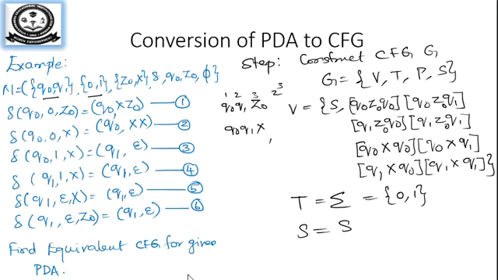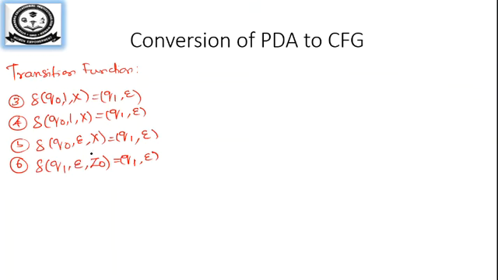Let us see the production rules. Let me take the easiest part first. I'm going to take 3, 4, 5, 6. You can see it's just a pop operation. That means my production rule is going to produce only terminal symbols. It will be either epsilon or a terminal symbol. So let me take these 4 transitions alone.